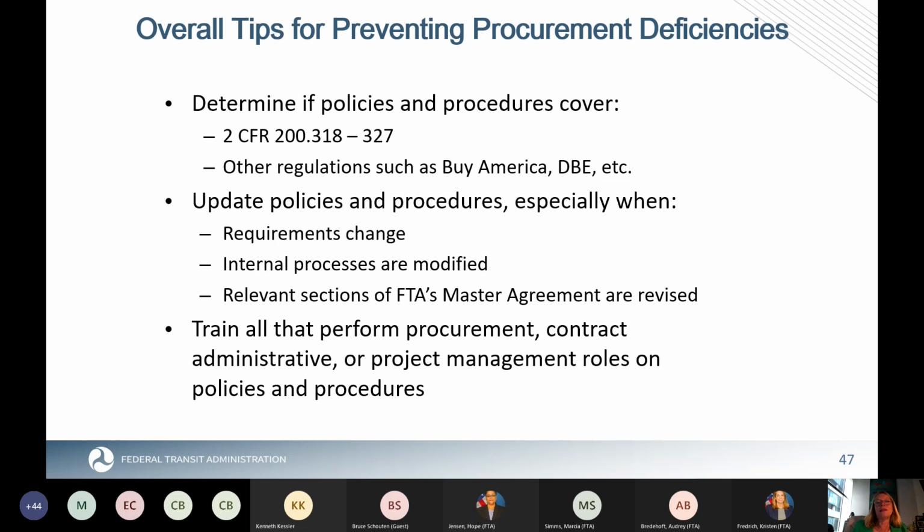The next is to update them, especially when requirements change, your processes are modified, or relevant sections of the master agreement are revised. Make sure also that you train anyone who touches procurement in those policies and procedures. That not only includes procurement personnel, but contract administration folks, project management folks. It extends out to your DBE folks, to make sure that your policies and procedures are not the elf on the shelf, but actually a document that folks understand and will gravitate to in order to guide their procurement processes.